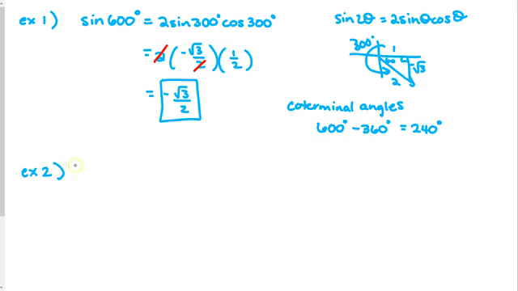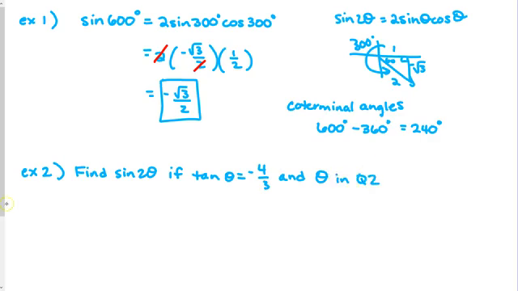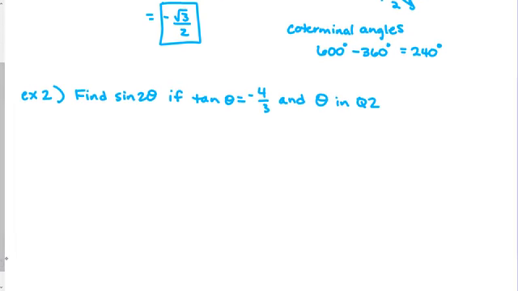So here's the kind of example we're going to do instead, primarily. Let's say it says find the sine of 2 theta if the tangent of theta is negative 4/3 and theta is in quadrant 2. We had an example similar to this yesterday as well. So you're given these clues about theta.